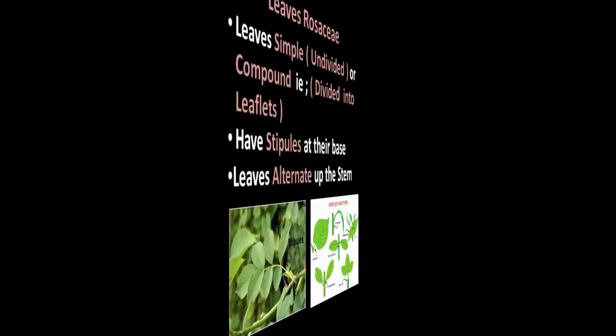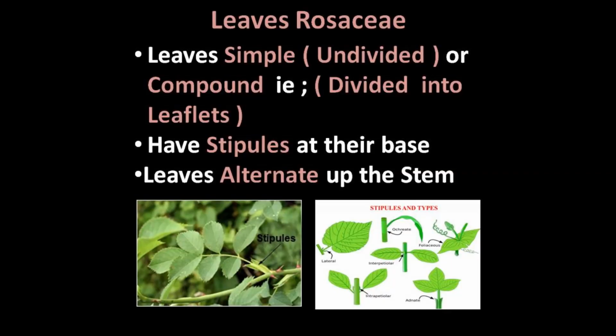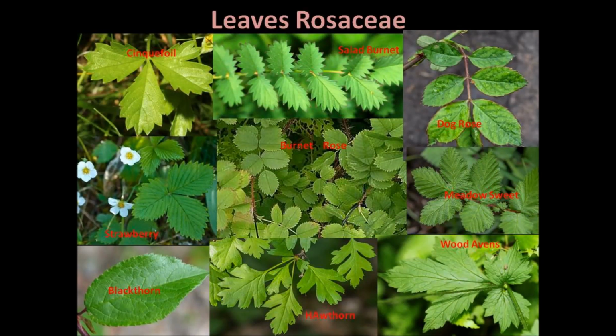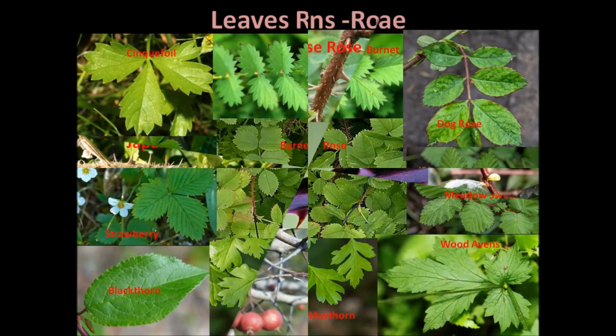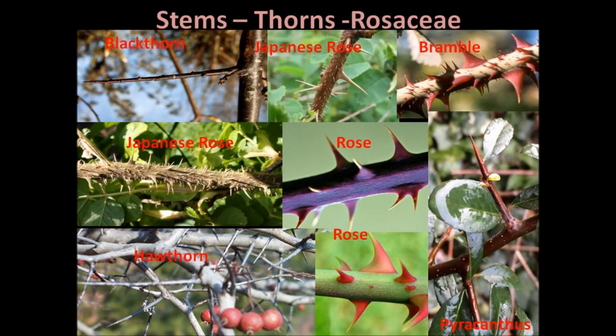Turning to the vegetative characteristics of the family, such as the leaves and stems. The leaves are simple, i.e. undivided, or compound, i.e. divided into leaflets. They have stipules at their base, and the leaves alternate up the stem. The stems of this family, particularly small shrubs and trees, have spines and thorns protecting it from herbivores.